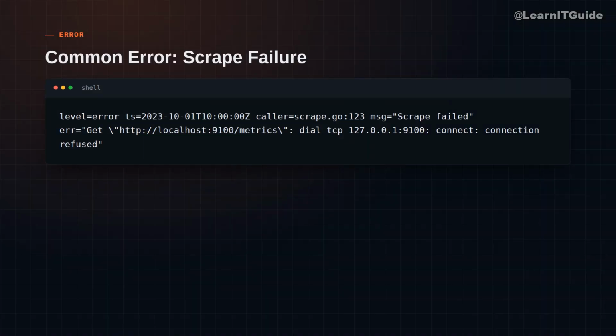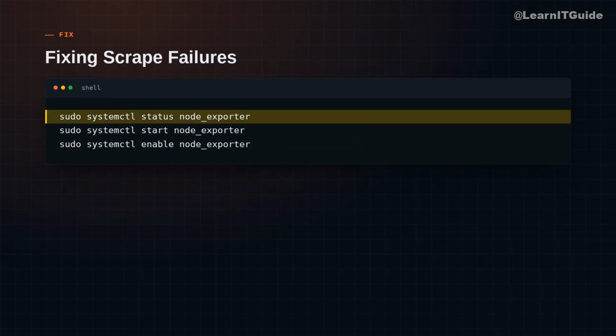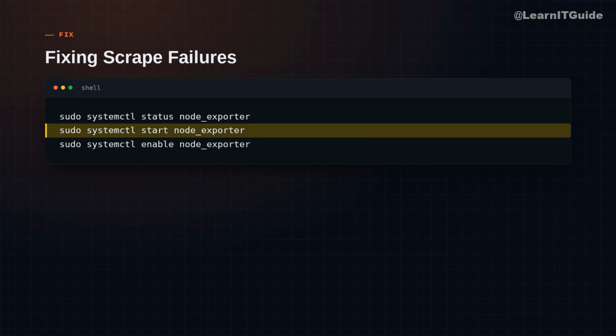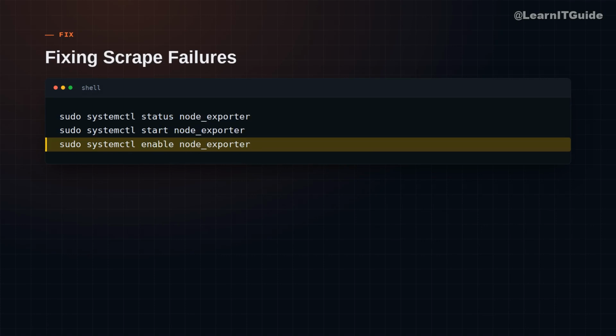One error you will definitely see is the connection refused message. This happens because Prometheus is trying to scrape a target that is not actually running. It is a classic case of the monitoring tool trying to reach a service that is down or misconfigured. The fix is simple. Check the status of your exporter service. If it is stopped, start it and make sure it is enabled to run on boot. Once the service is active, Prometheus will be able to scrape it successfully.